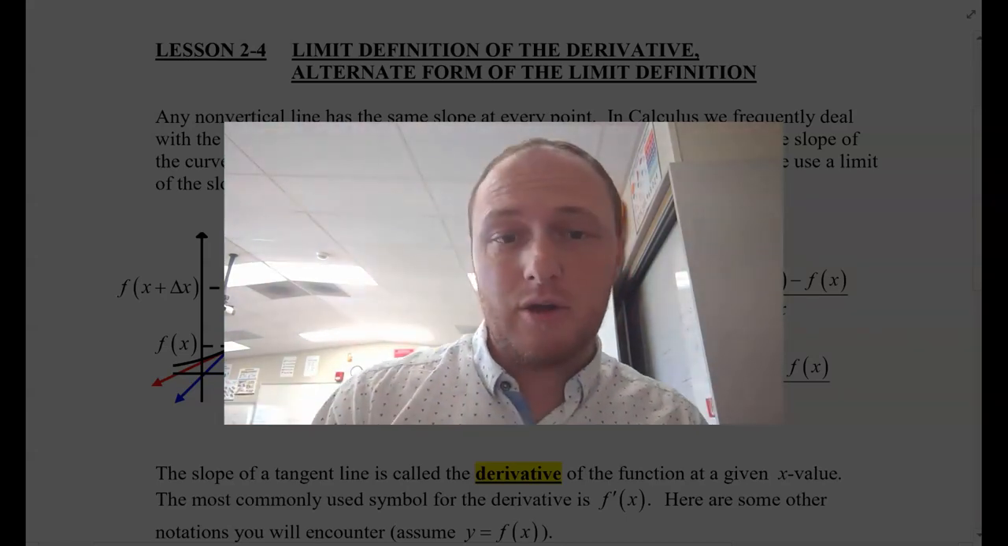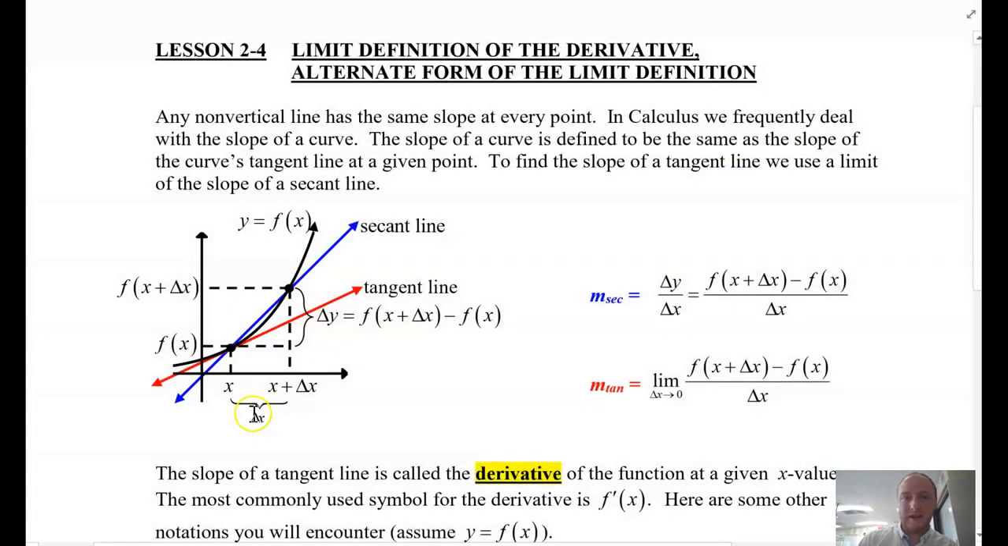Okay, so with that, we're going to jump right in, and we'll start off here reading the text. It says, any non-vertical line has the same slope at every single point. In calculus, we frequently deal with the slope of the curve. The slope of a curve is defined to be the same as the slope of the curve's tangent line at any given point. So to find the slope of a tangent line, we use a limit of the slope of a secant line.